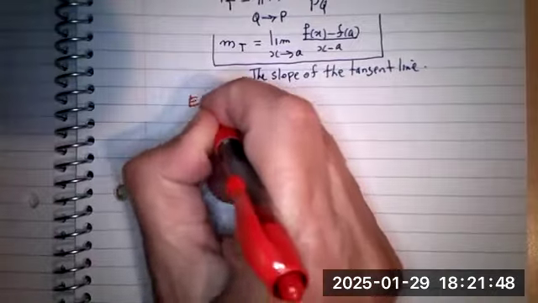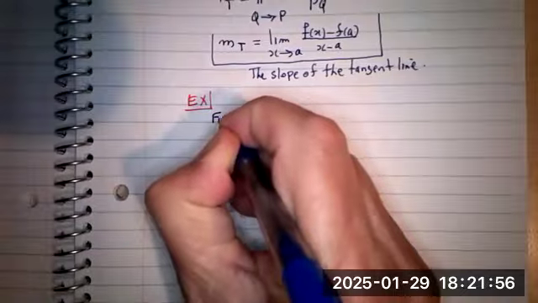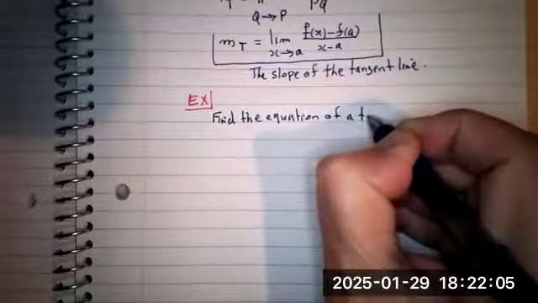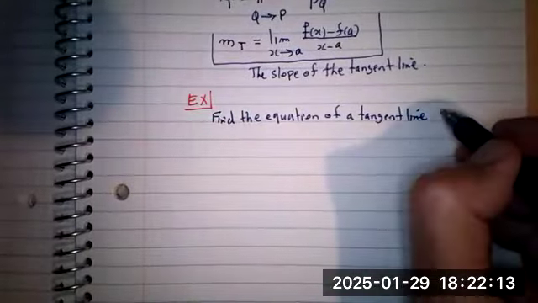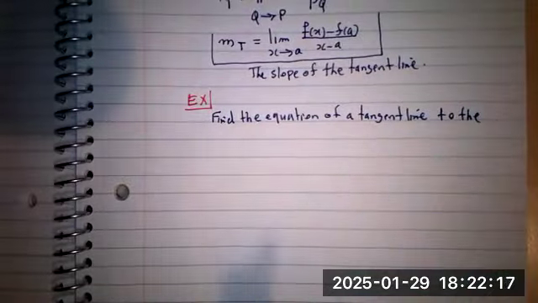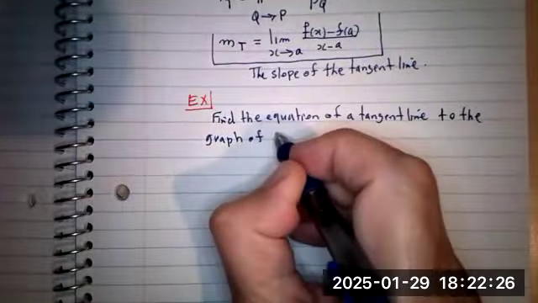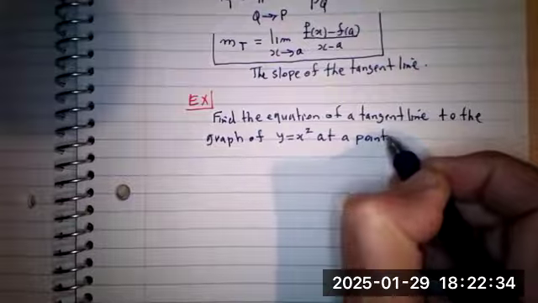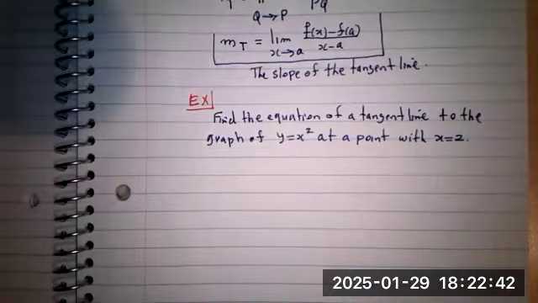So for example, it's the first problem that was done by Newton. He solved this problem: find the equation of a tangent line to the graph of y equals x squared at a point with x equal to 2. That was the original problem of Newton.